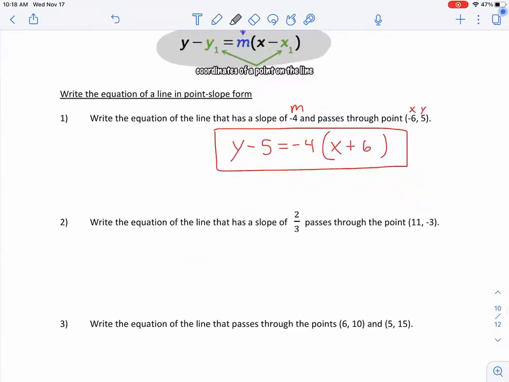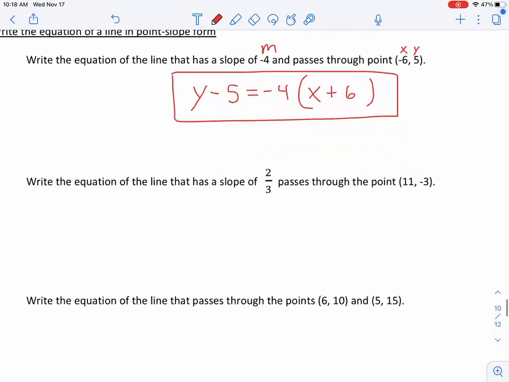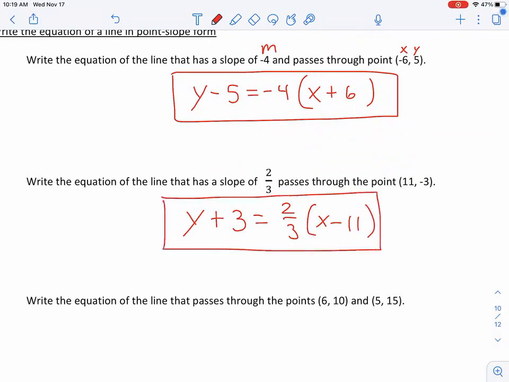All right, we're going to do the next one real quick. Okay, it's going to be y minus -3, which is y plus 3, equals our slope, which is 2/3, times x minus our x value, or x minus 11. That's it. Done.